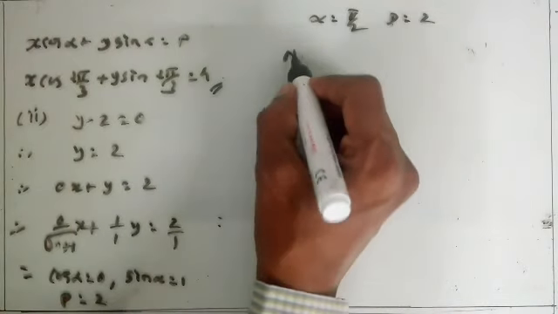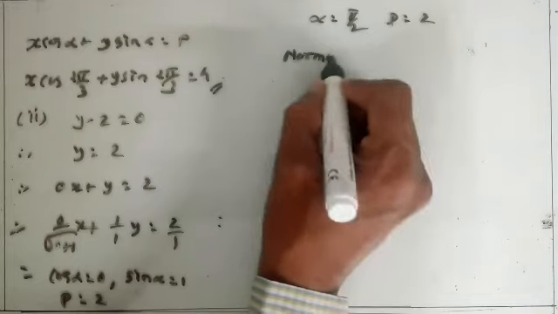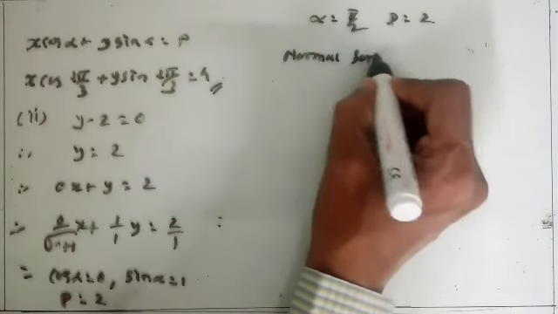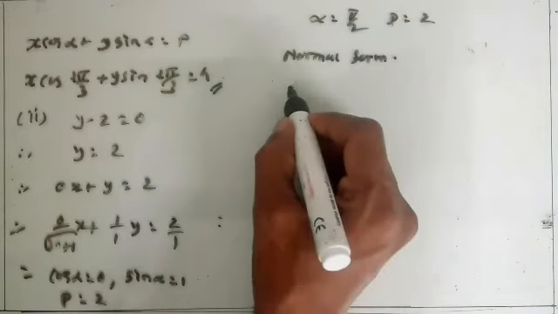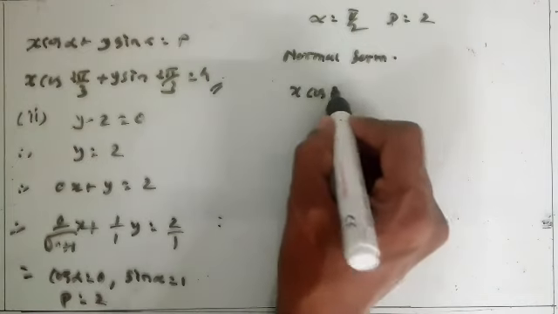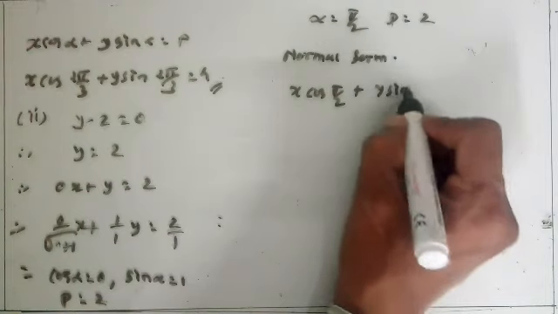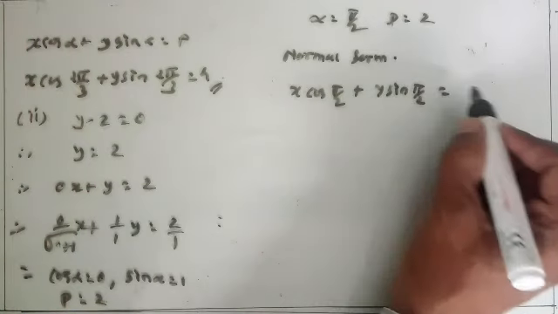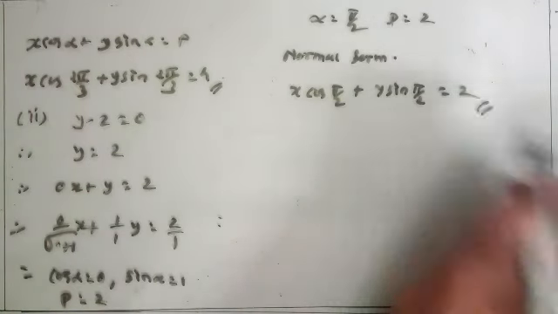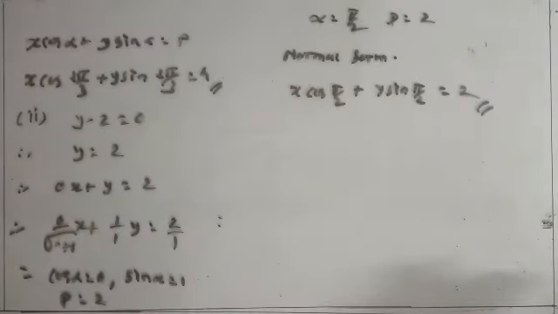So the normal form of line is x cos pi by 2 plus y sin pi by 2 is equal to p, that is 2. Clear? This becomes the normal form of the equation of a line.